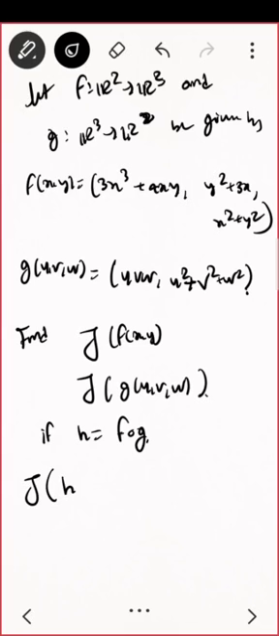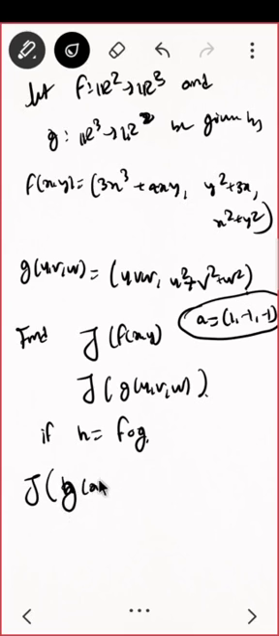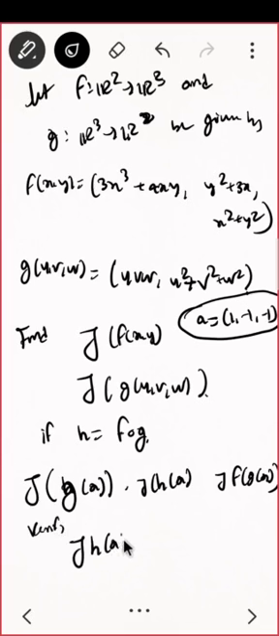Suppose E equal to, in the question I am telling, A equal to (1, -1, 1). So this will make our life easy. Yes. So find this Jacobian of G of A, Jacobian of H of A, Jacobian of F of G of A, and verify Jacobian of H of A is equal to Jacobian of F of G of A times Jacobian of G of A. In particular, they want to say verify this chain rule.